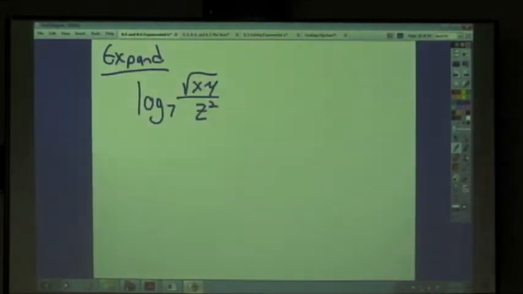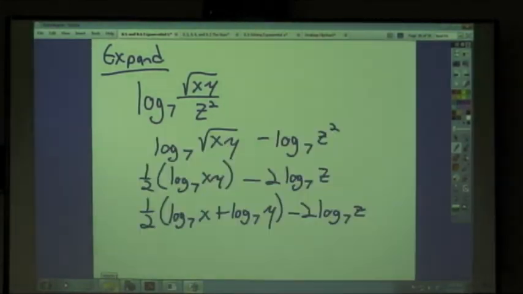All right, next question. Expand this logarithm. Pause it. All right, so here's your solution. 1/2 times the parentheses log base 7 of x plus the log base 7 of y, because those two were multiplied inside a square root. That's why the 1/2 is the exponent that I moved to the front. And then minus, because it was divided by z squared, 2 times the log base 7 of z, so that's where that ends up.